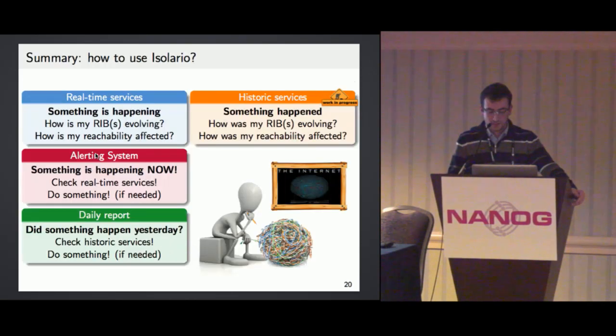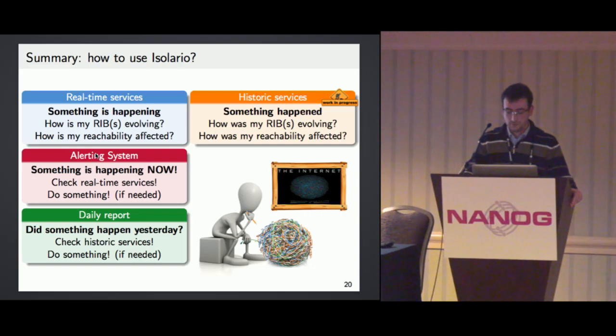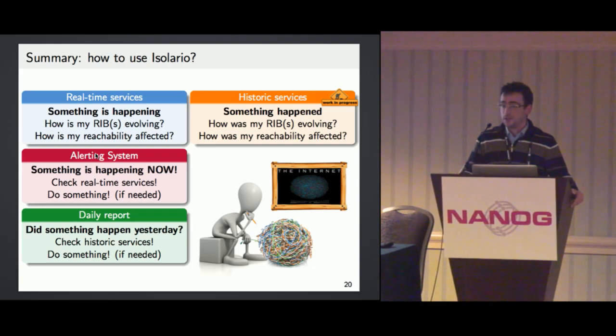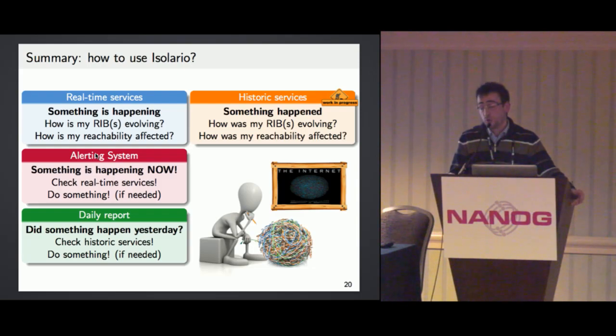So in summary, this is how you can use Isolario. You can be advertised if something is happening thanks to the alerting system. You can notice some anomaly by reading the daily report. You will be able to troubleshoot that anomaly exploiting the historic services, and maybe you can check in real time if the anomaly is gone, exploiting the real-time services.